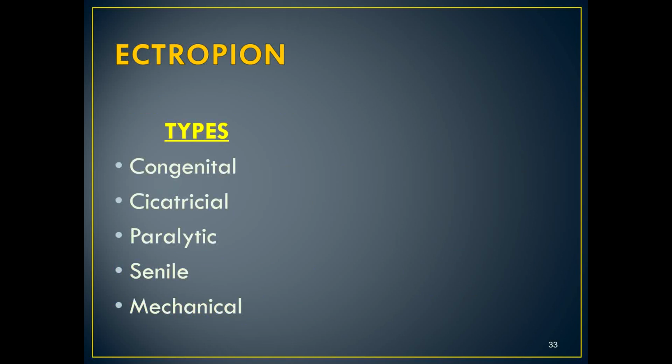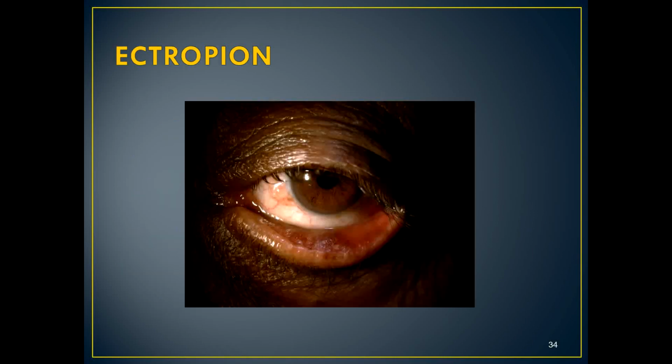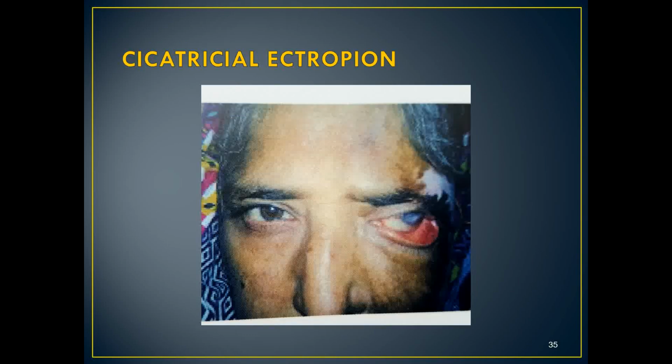Another term is ectropion. Ectropion is opposite to the entropion, that is outward rotation of lid margin. Here you can see the lower lid is outward rotated. You can see the punctum will also be everted outward, so drainage will be hampered and the patient will suffer from constant epiphora, that is dribbling of the tears over the cheeks. This is ectropion of lower lid.